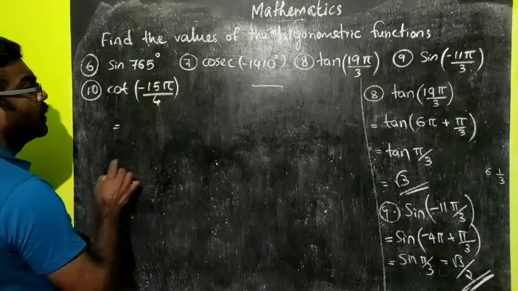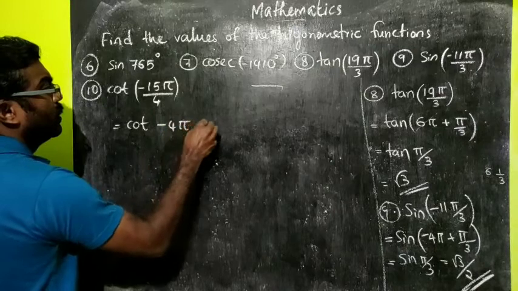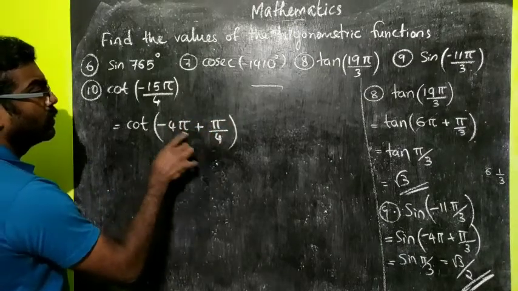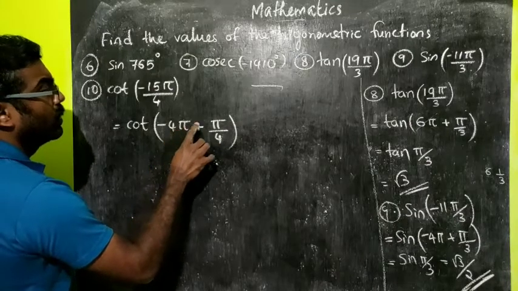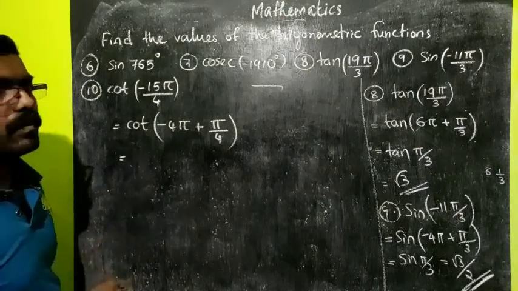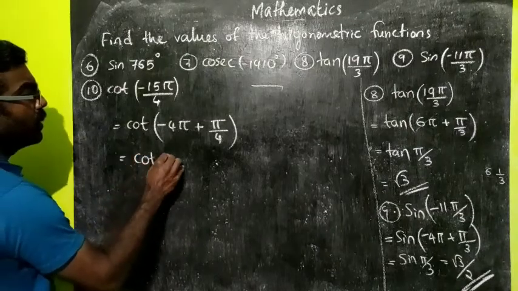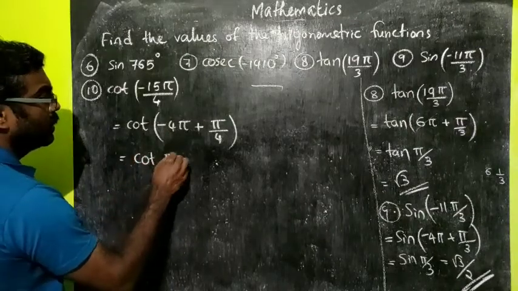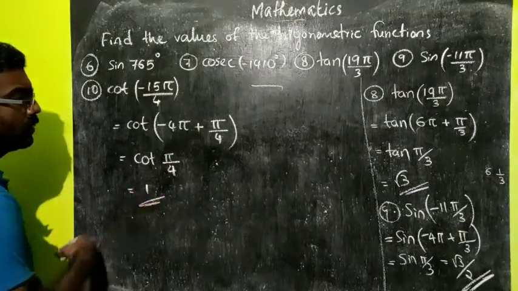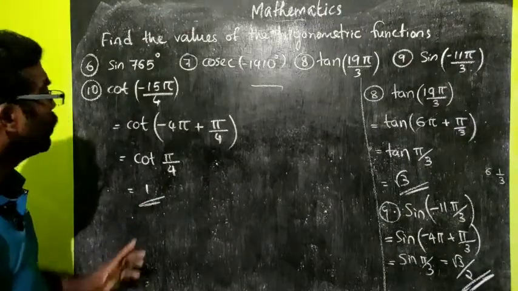The nearest multiple of 4 is 16. So here we can write cot of minus 4 pi plus pi by 4. Okay, minus 4 pi into 4, minus 16 pi, then plus 1, minus 15 pi divided by 4. Okay, so tan and cot, the value repeats after the interval of pi. So we can reject this value and write cot pi by 4. Cot pi by 4 is what? 45 degree. Tan 45 is 1. Cot 45 degree is also equal to 1.